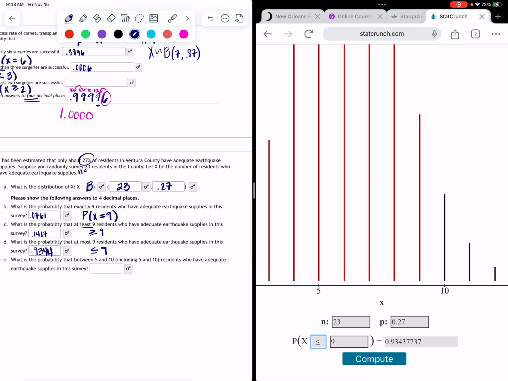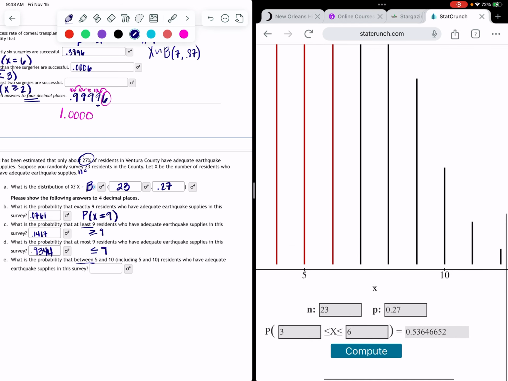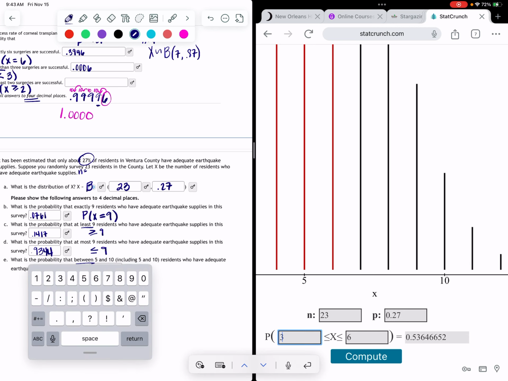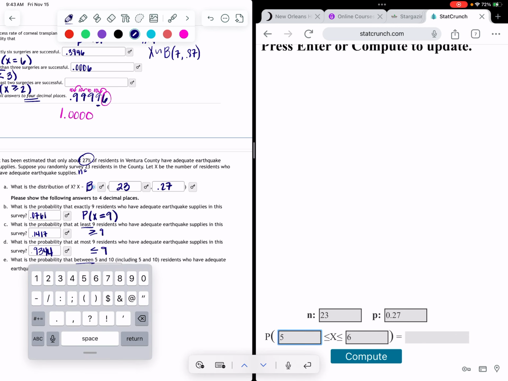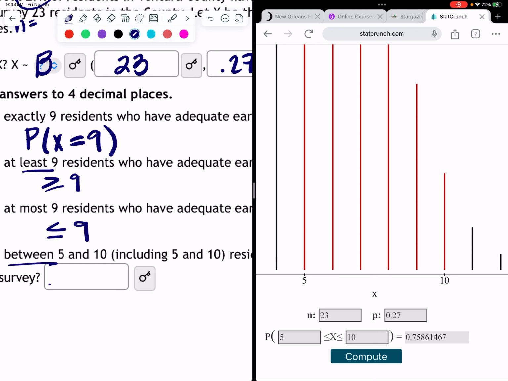Now all of a sudden this one is different. They throw in a between. We want the probability that between 5 and 10 inclusive have adequate earthquake supplies. So this time I need to go up to the top of my StatCrunch screen and click on between. I don't know why there's a 3 and 6, but I'm going to put in a 5 and a 10. And that probability is 0.7586.